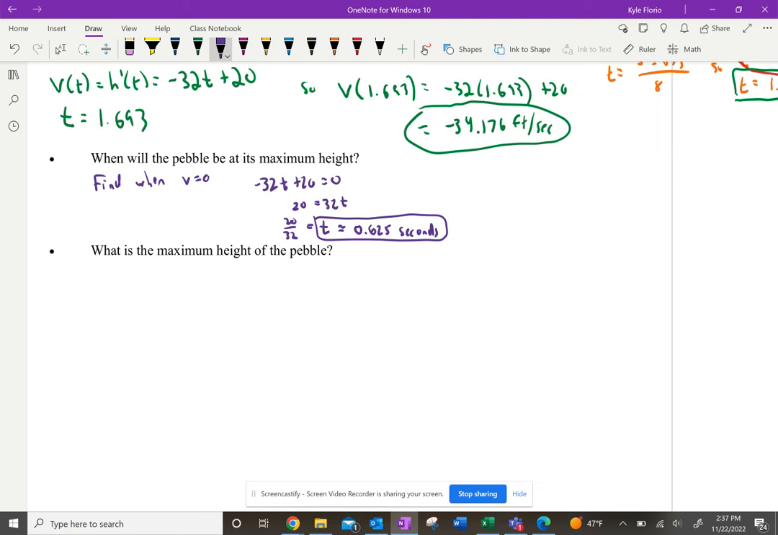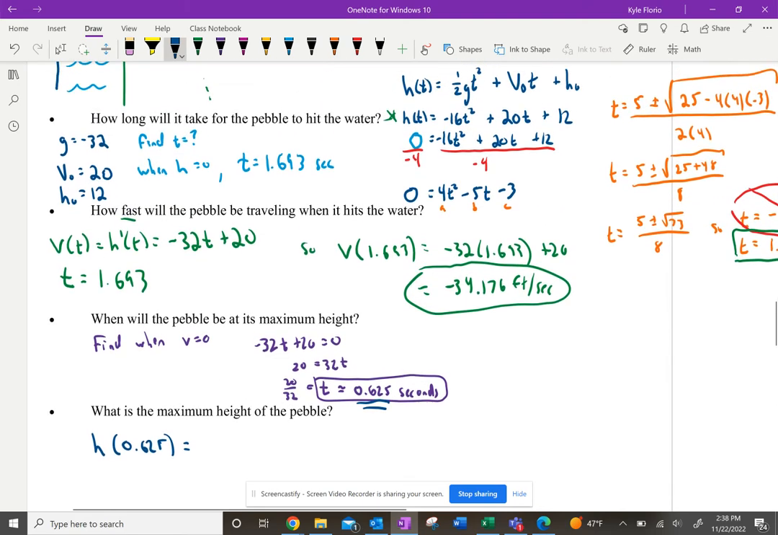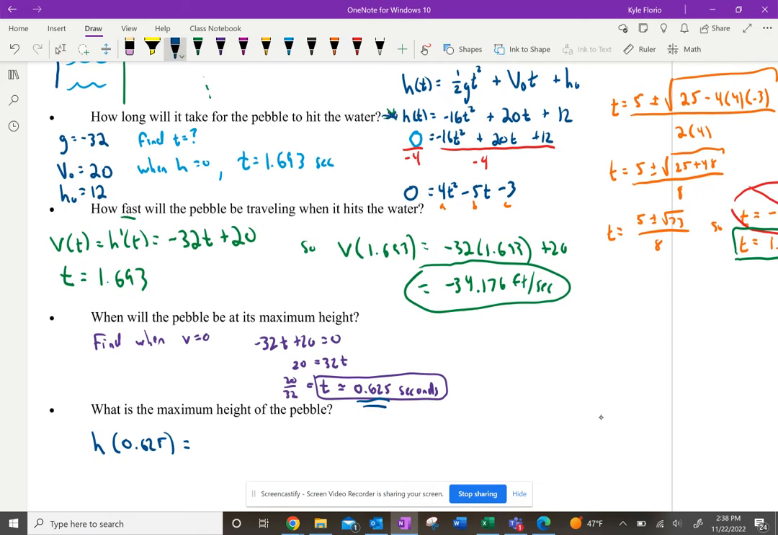So if I want to find the maximum height, we got to use the height function. So we want to find the height when it maxes out, which is right here. So I'm going to find the height at 0.625 seconds. So my height function we have right here still.